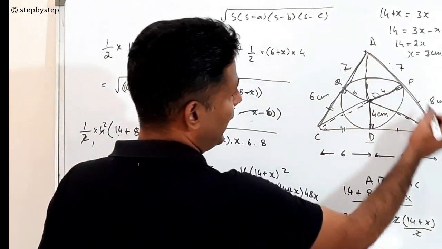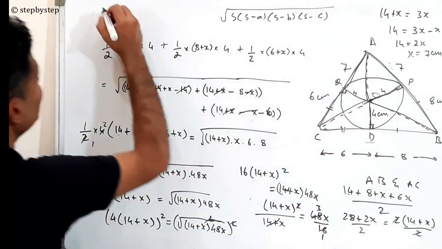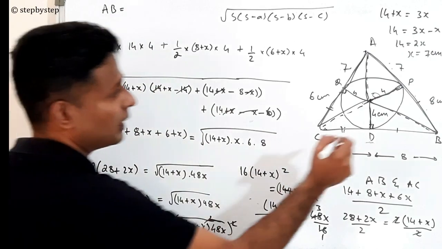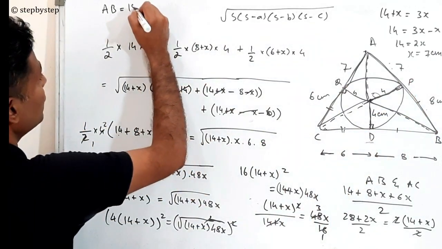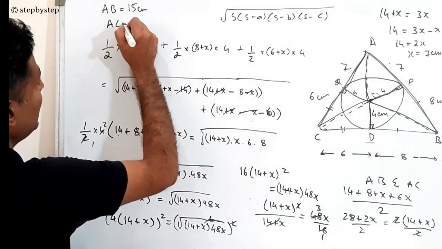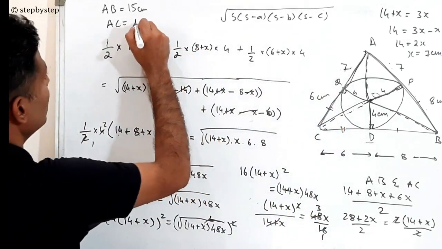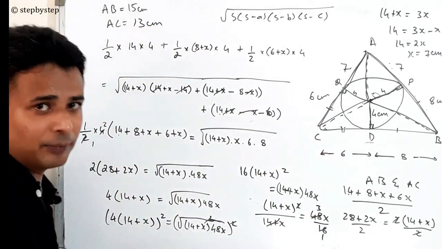So now what will be AB? We don't have place, I'll write it here. AB will be equal to 8 plus 7, which is 15 centimeter, and AC will be equal to 6 plus 7, which is 13 centimeter.